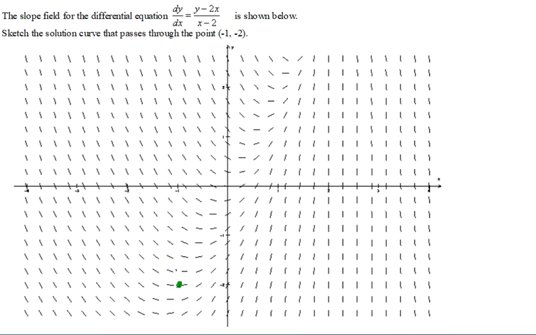Notice the slopes are getting steeper this way. Just try to follow them up there and out, and then this way. So it's kind of like a parabola-like shape. Just try to follow those as close as you can to the ones that are nearby, as parallel as you can make it. So that would be the solution curve that goes through this point.